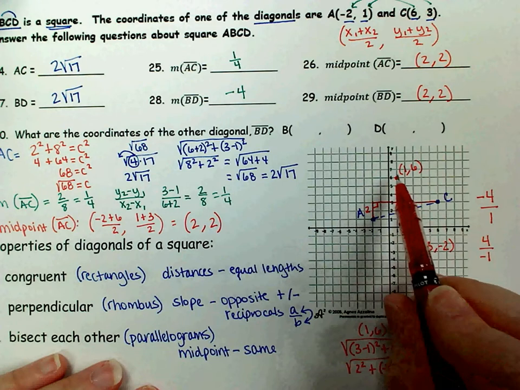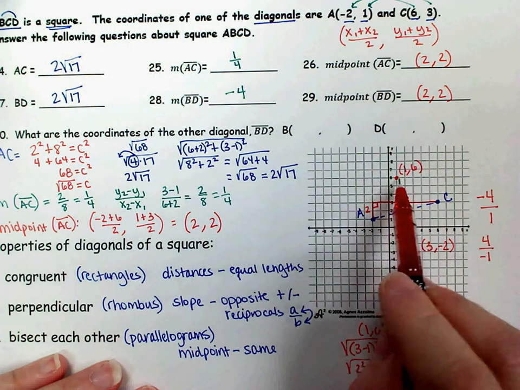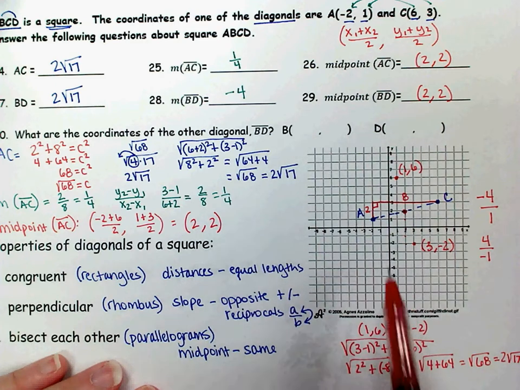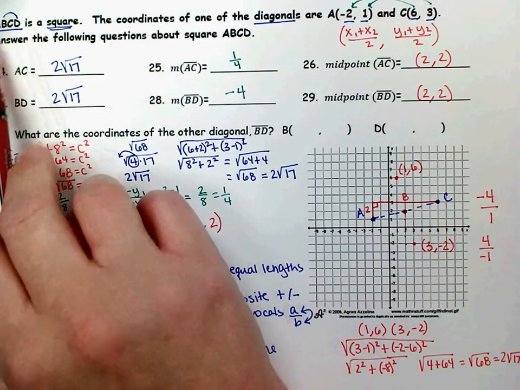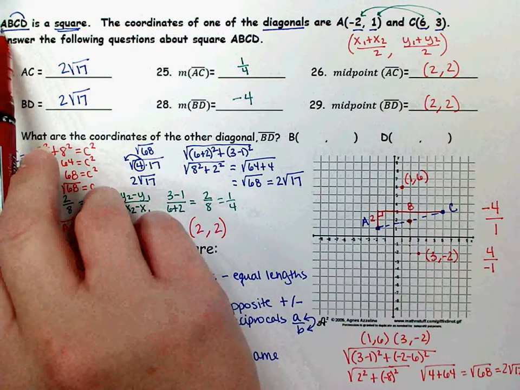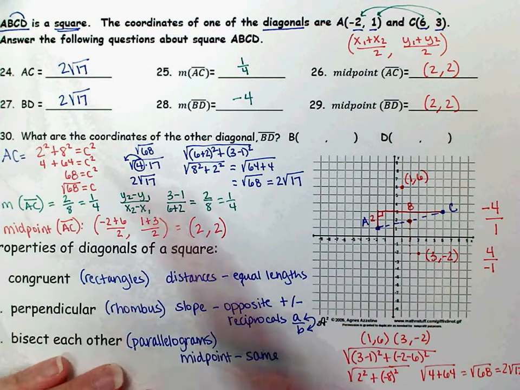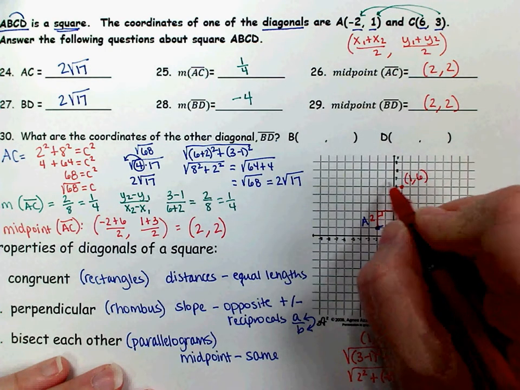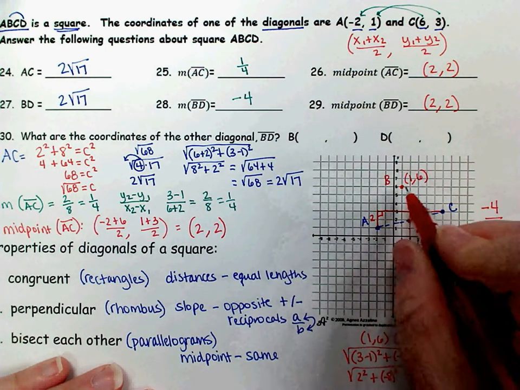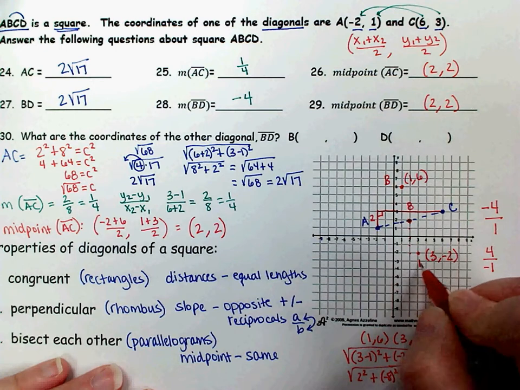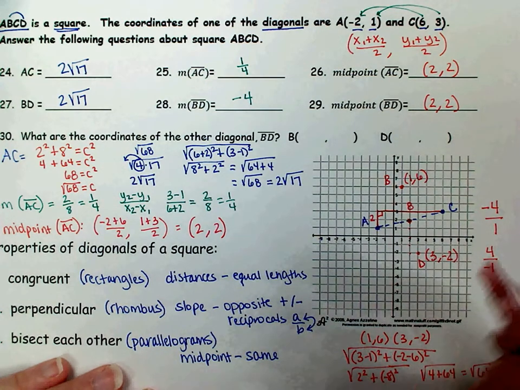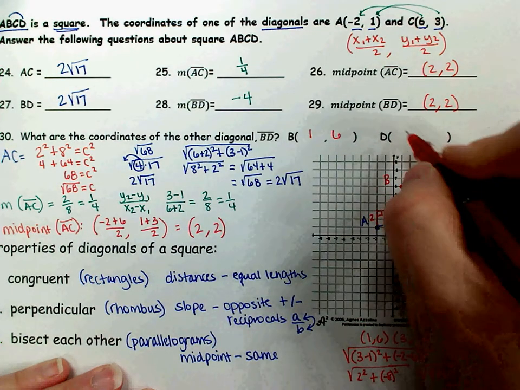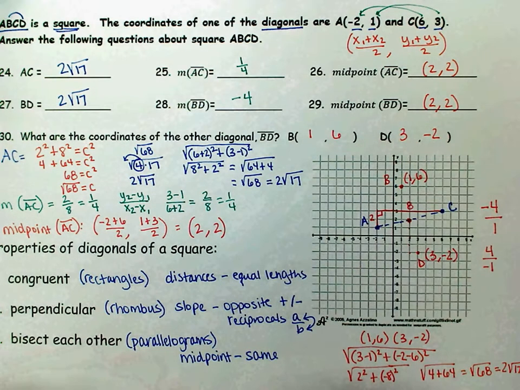Now make sure that you put the correct letter with the correct point. So you can't just put (1, 6) for whichever one you want it to be. Remember, the order of the naming of A, B, C, D means you go in that order, A, B, C, D. So in between A and C this way, we have to have point B. So A, B, C, D. So B would be (1, 6), and D would be (3, negative 2).